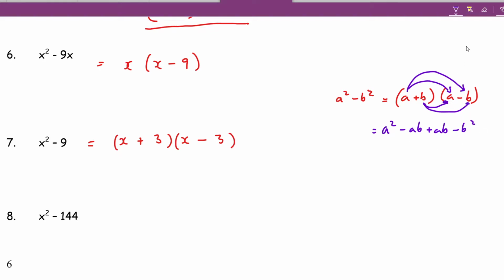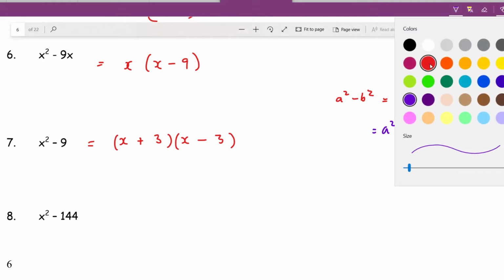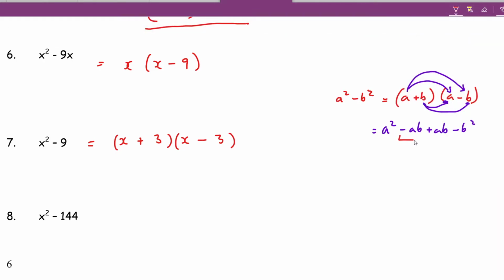Now the crucial thing here, and this is the reason why I call it the difference of two squares: the middle term cancels. Okay, they cancel because minus ab plus ab equals 0. So you end up with the difference between two squares. Minus means the difference, and you've got the difference between two square numbers here.